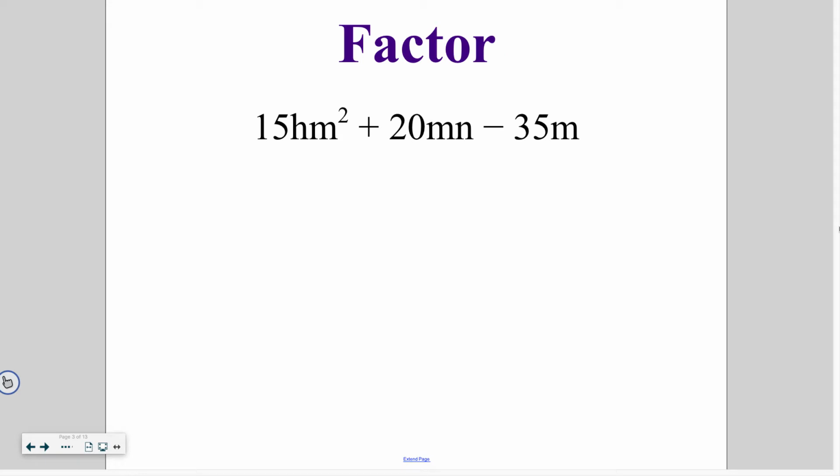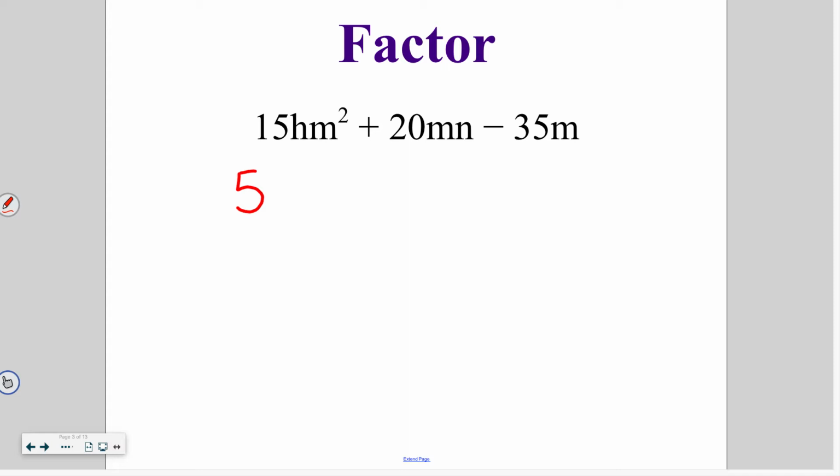The idea of factoring using the distributive property is actually undoing the distributive property. Like I said in the last video, the GCF is going to be a huge factor for us throughout this entire chapter. So we need to find the GCF of these three terms. First we're going to look at the numbers, which are 15, 20, and 35. We're looking to see what those numbers have in common. They all have a 5 in common.